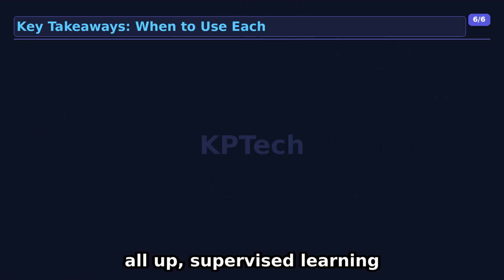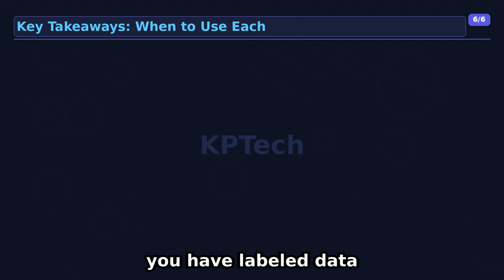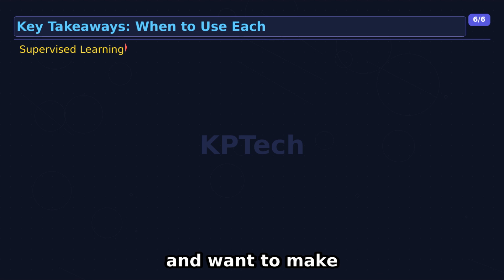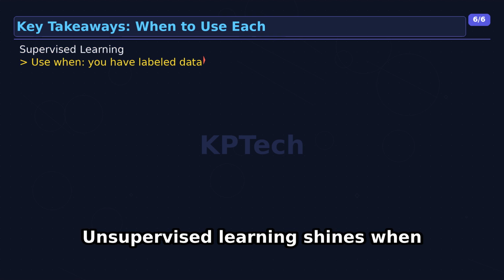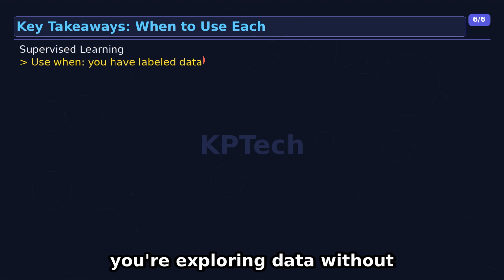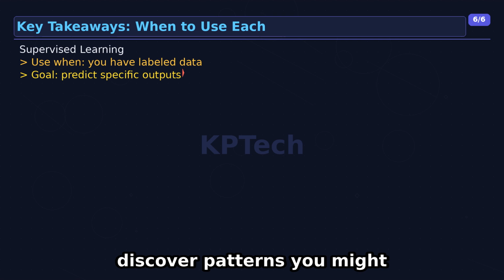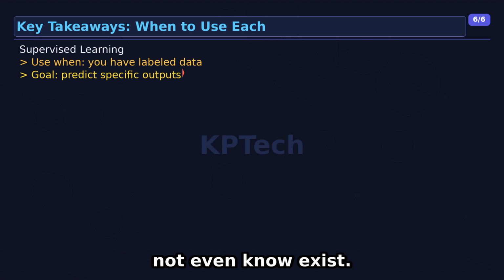So to sum it all up, supervised learning is your go-to when you have labeled data and want to make predictions. It's perfect for problems where you know what you're looking for. Unsupervised learning shines when you're exploring data without labels, letting the algorithm discover patterns you might not even know exist.